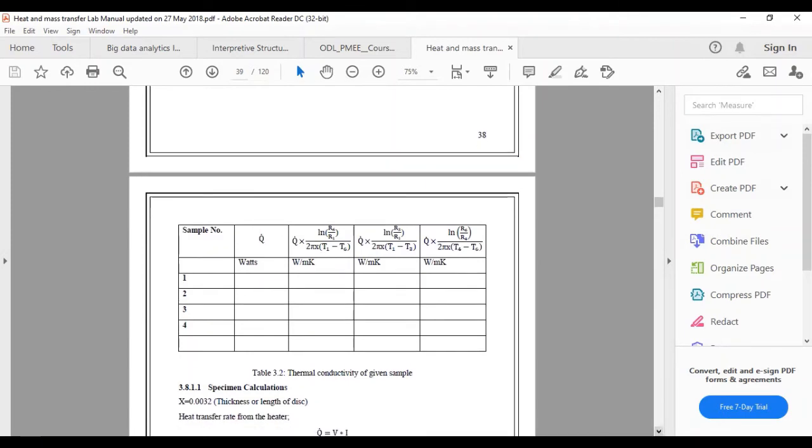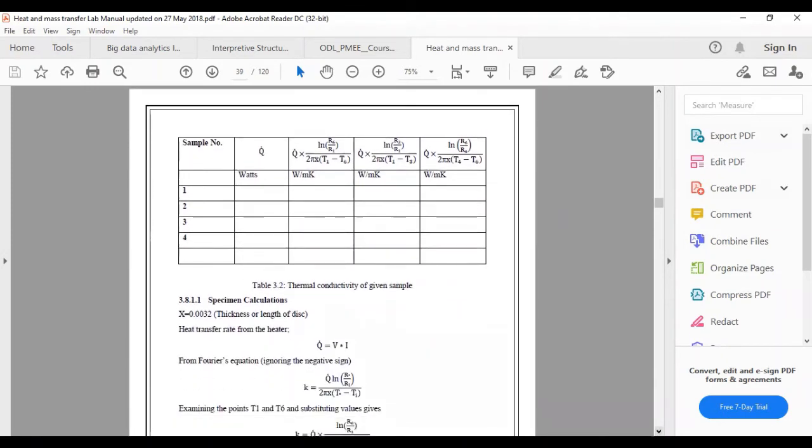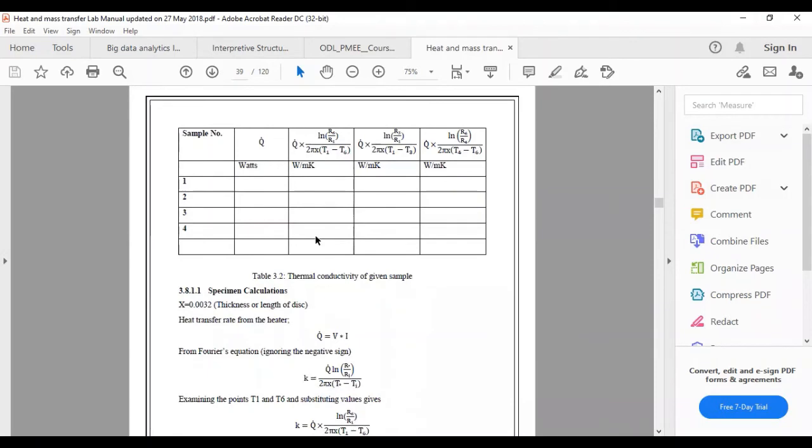So now this is our table which we will construct after the calculations. The first column shows the Q value, the heat transfer. We are transferring the heat through a heater, so we will measure the value of heat. We will calculate it by using the voltage and current, the product of voltage and current, VI. So this is the value of Q.